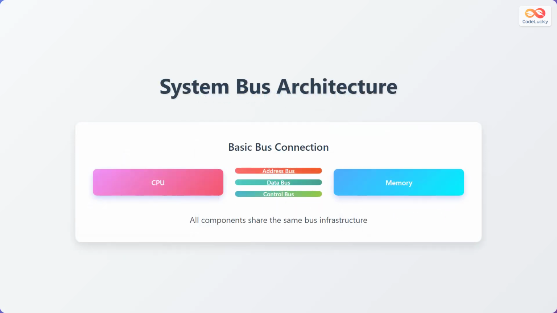Let's take a look at a basic bus connection architecture. Here you can see the central processing unit, or CPU, and memory connected through the bus lines. The bus lines consist of the address bus, data bus, and control bus. It's important to note that all the components share the same bus infrastructure for communication.